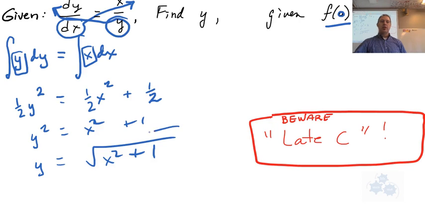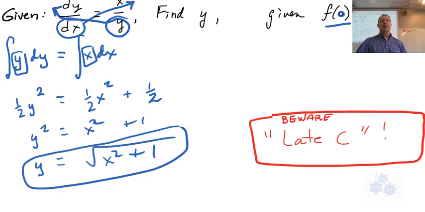And this is the exact function that would give us x over y as a derivative. And if you plug in 0 here for x, you get 1 for y. So it satisfies all those conditions. Okay, any questions on that?